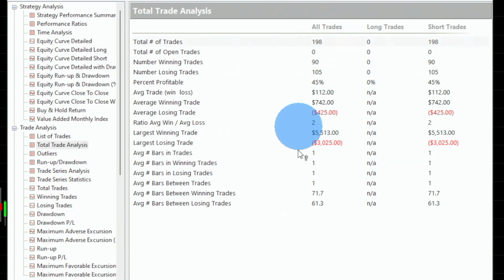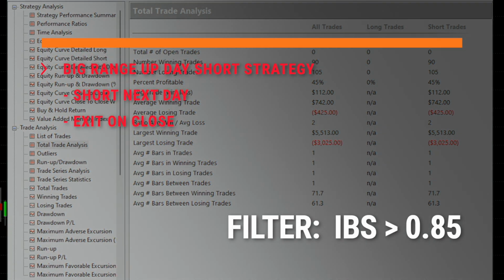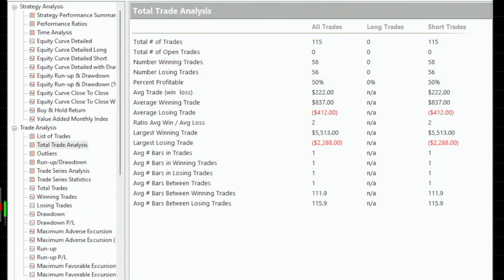So now we are back without filters. So 200 trades and 112. And let me use one of my favorite filters now, which is IBS. So if IBS is greater than 85, we will take the trades. And it's like a compromise, but a good compromise. So we almost doubled the trades from the original strategy. So from 60, we went to 115.